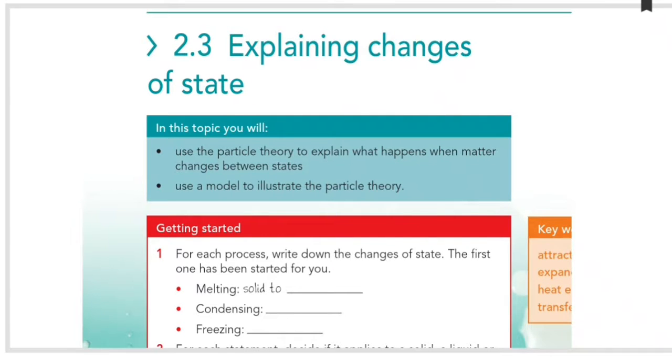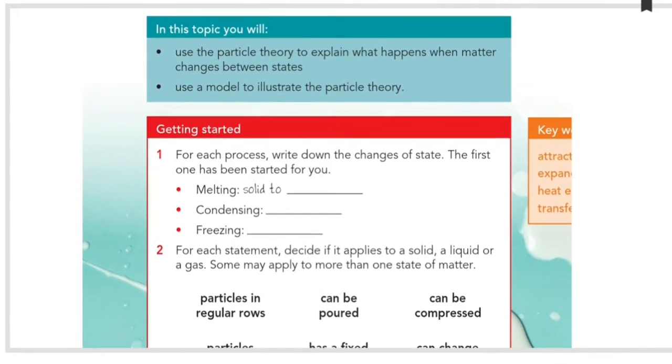So for each process, write down the changes of state. The first one has been stated for you. That is, melting is what? We know that melting is solid to liquid, right? Melting is solid to liquid.